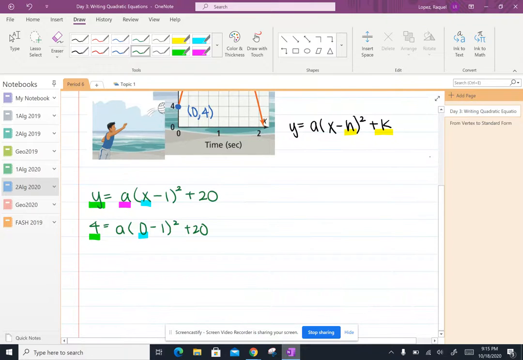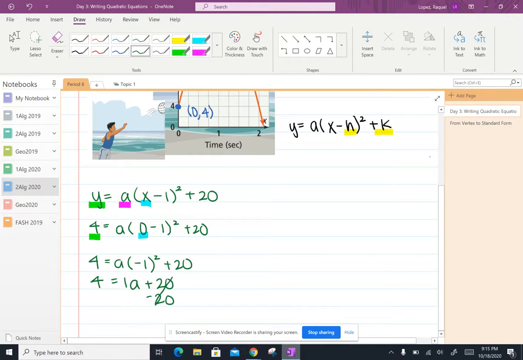So I'm going to scroll down a little bit. I'm left with 4 = a. Well, 0 minus 1 is negative 1, and I'm going to copy down the rest of that. Okay. We're going to follow order of operations, and I can do negative 1 squared, and that's just going to give me 1. So I've got 4 = 1a + 20. And then I'm just going to work backwards to solve for a.